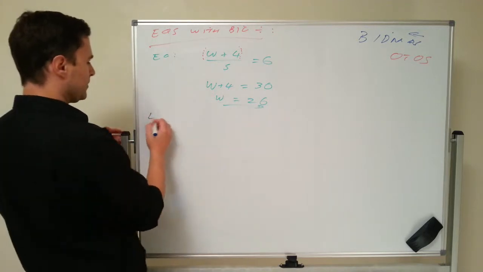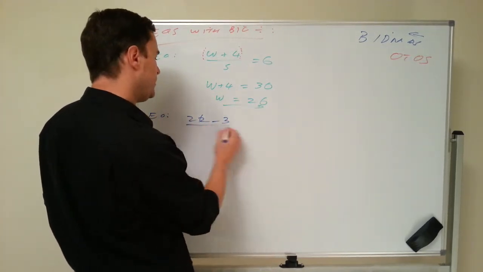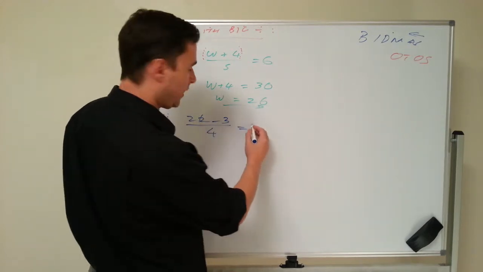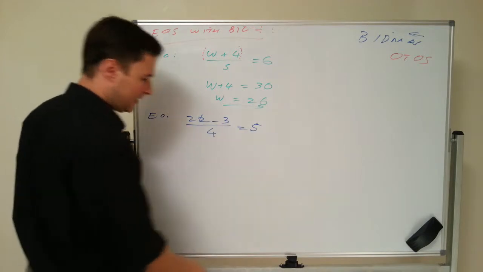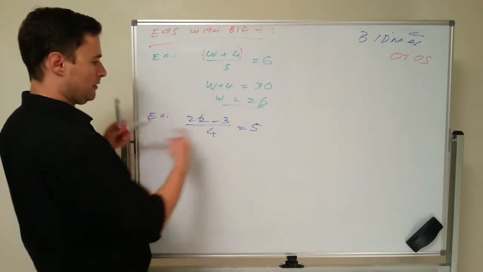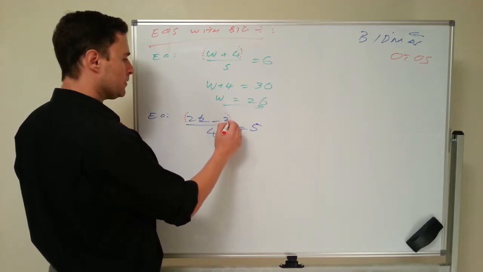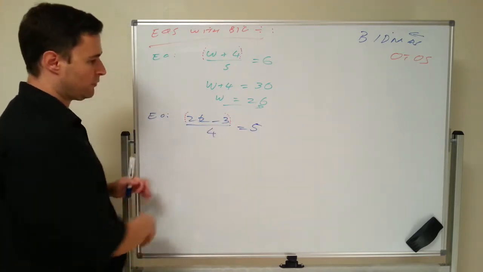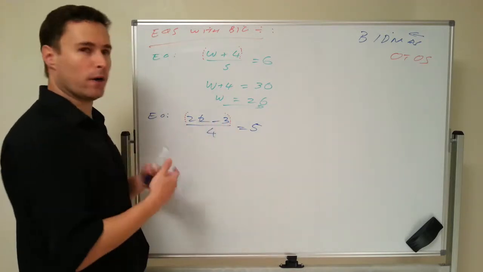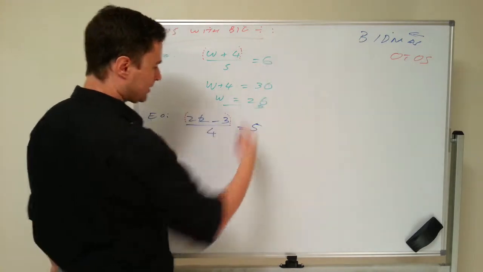Alrighty, let's try another one. How about this one? E.g. 2k minus 3 divided by 4 equals 5. Again, here's my thinking. This long division line brackets and groups those two together. So what I'm going to do is first get rid of the divide by 4 before I get rid of anything inside the brackets. So I'm reversing bit maths.